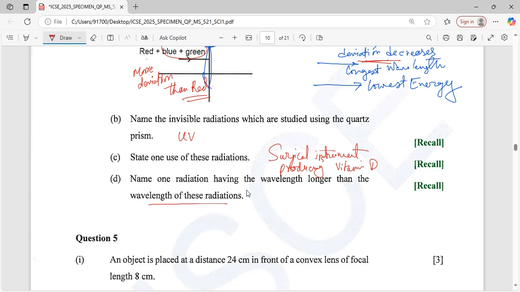Name the radiation having a wavelength longer than the wavelength of this radiation. So visible, infrared radiation, microwave or radio wave. That is a direct question.